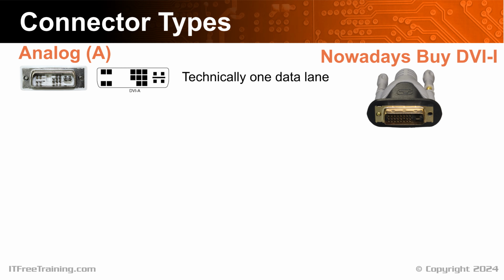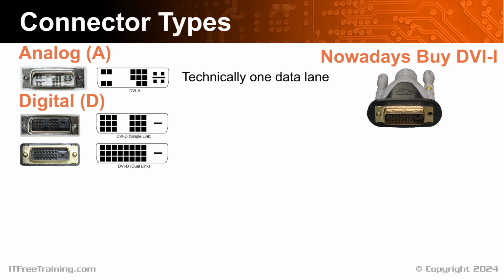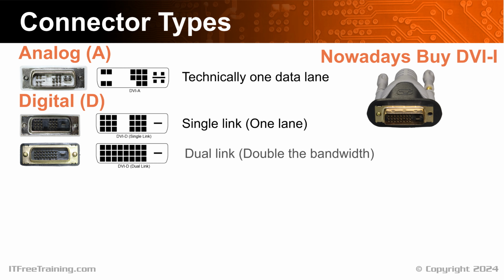DVI was the first standard to support digital, thus the next connection that I will look at is DVI-D. This connector supports digital but does not support analog. It comes in two different types, the first being single link. Single link essentially means that one video data stream is sent over the cable and thus would be equivalent to one data lane. DVI-D also supports a second data channel, which is called dual link. Since there are two data channels, this effectively doubles the bandwidth of the cable.